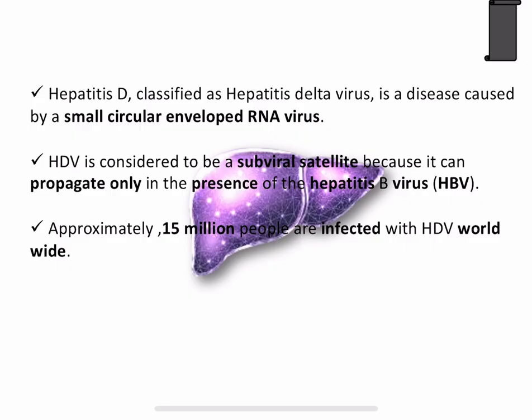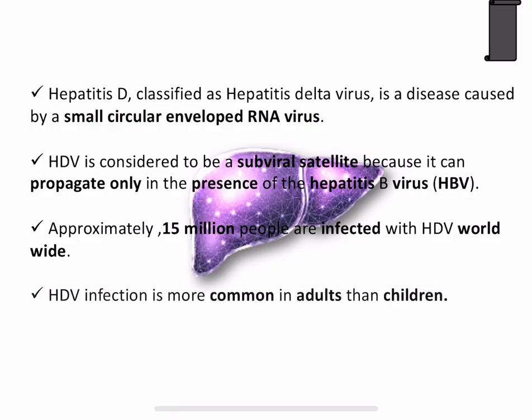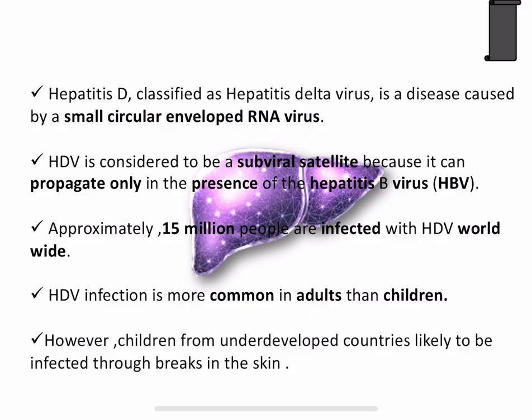Approximately 15 million people are infected with hepatitis D virus worldwide. The hepatitis B virus infection is more common in adults than children. Basically, it can affect any age group, but HDV is more commonly found in adults because the route of transmission is parenteral. The drug abusers, those who exchange needles and syringes, are more commonly adults, and the requirement of repeated blood transfusions is also seen in adults. So HDV is more commonly found in adults than children. However, children belonging to underdeveloped countries are likely to be infected through breaks in the skin.